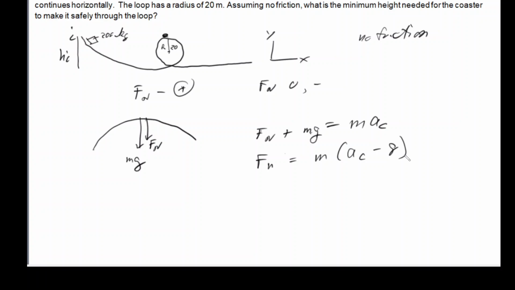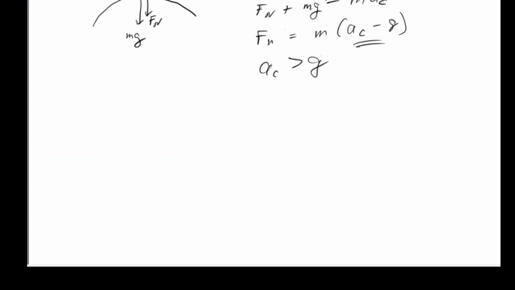So we had said that we need the normal force to be greater than 0. We also know that centripetal acceleration is equal to v squared over r. So that would have to be greater than the gravity constant, or v squared would have to be greater than rg. So this is the requirement for the velocity for the coaster to go through the loop safely.